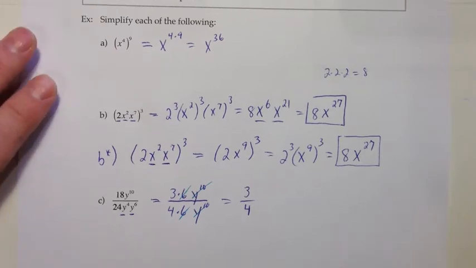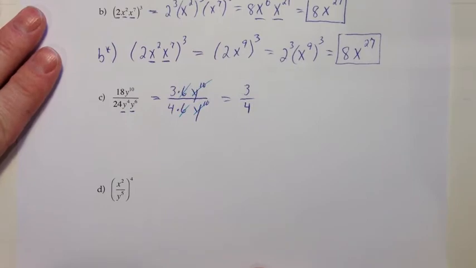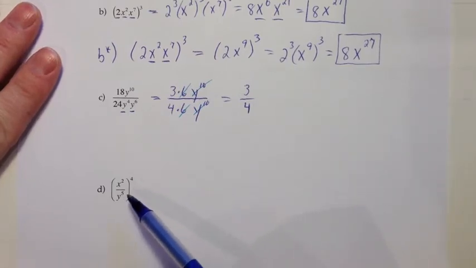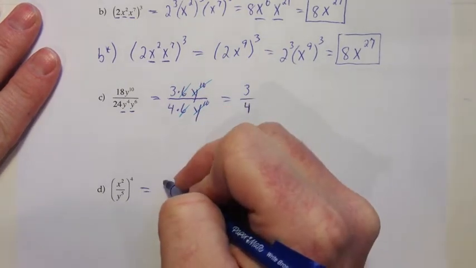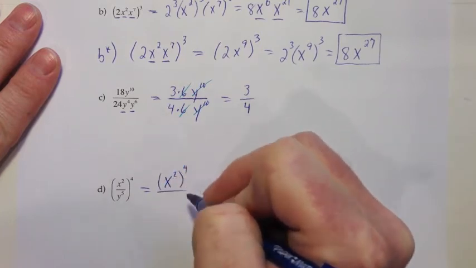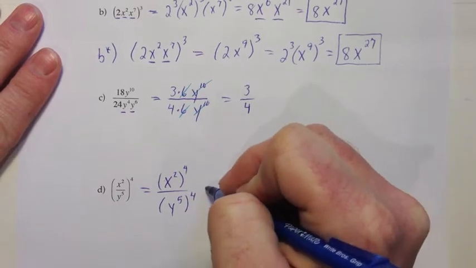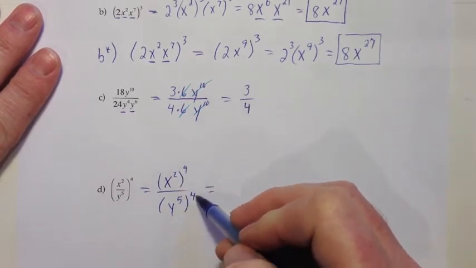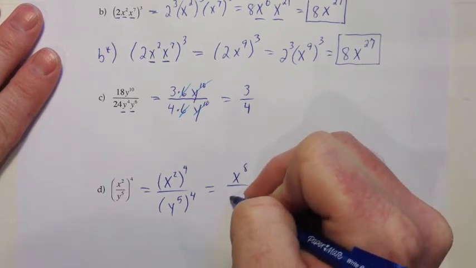Alright, let's go ahead and look at another example. This time we have a fraction to a power, or a quotient to a power. And on the previous page we did have a quotient to a power rule that said if that is the case, take your numerator and raise that to the power. Take your denominator, raise that to the power. And then now you have power to a power, so you multiply exponents, x to the 8 and y to the 20.